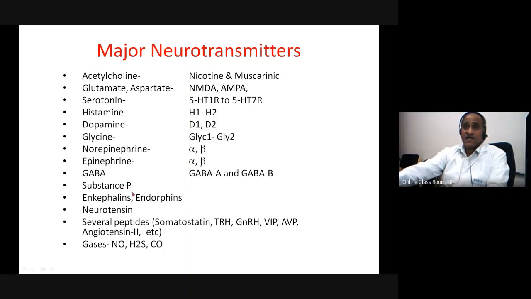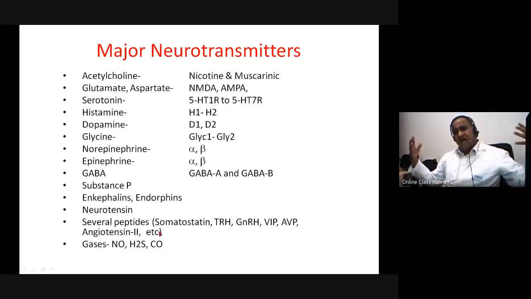Substance P, the enkephalins, endorphins, these are called endogenous opiates, the neurotensins, and several peptides like somatostatin, thyrotropin releasing hormone, gonadotropin releasing hormone, VIP, arginine vasopressin, that is ADH, angiotensin 2. You can have a very vast list, maybe 150 to 200 peptides. They have some amount of neurotransmitter activity.